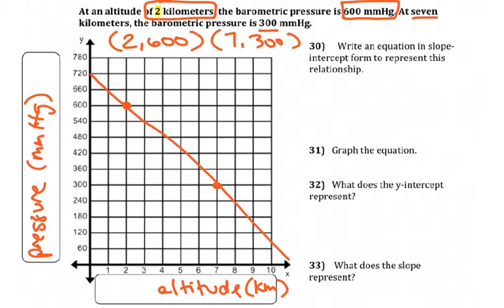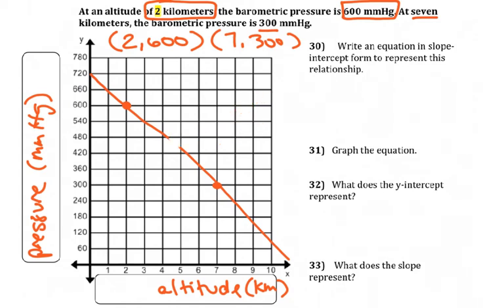Get a straight edge and do yours because it will look better. I just can't on this. Anyway, so that's what it's going to look like. So I see that the pressure is going down. When you see it going down, that's telling me that we're going to have a negative slope. So your slope is going to be going down, so it's going to be negative. And so that helps me make sure I get the right slope.